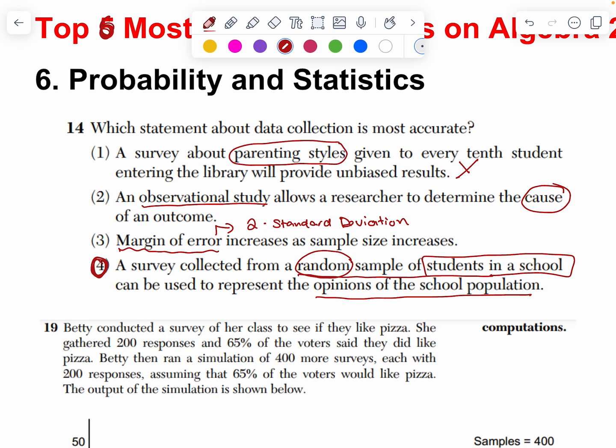Again, these are common sense questions in a sense. You do need to know what an observational study is. You do need to know the margin of error.